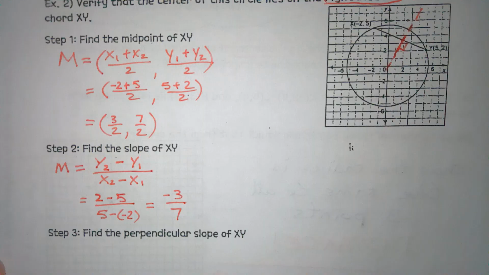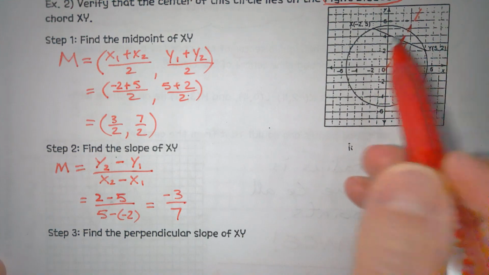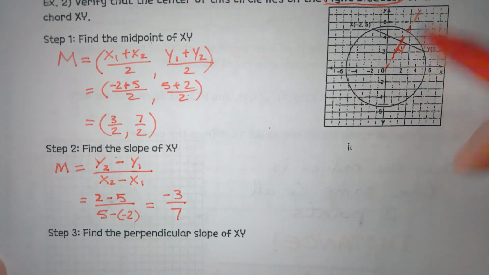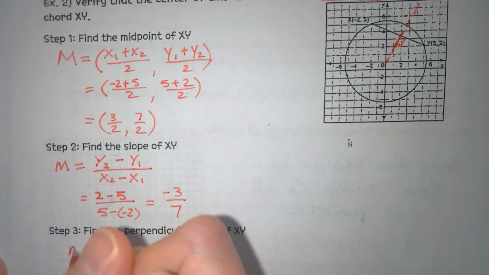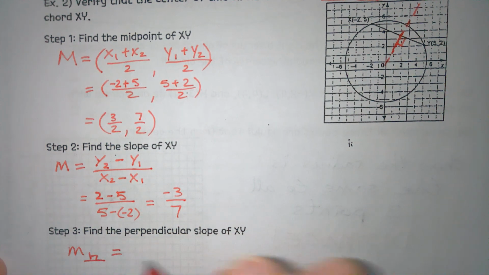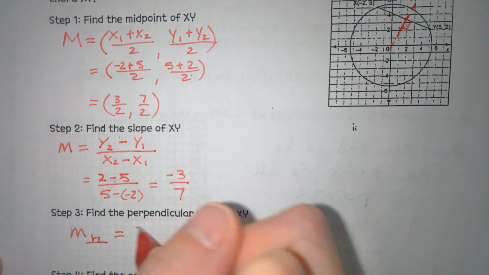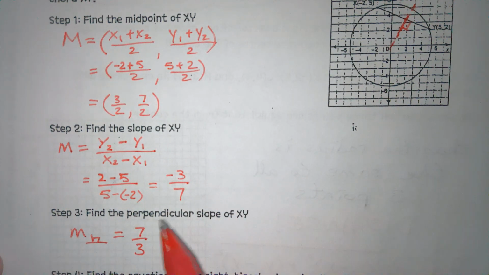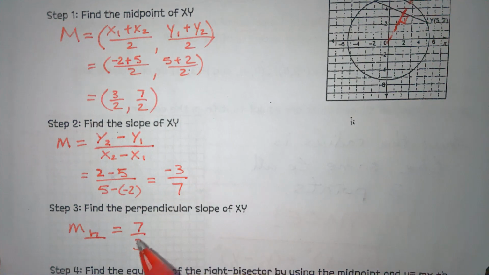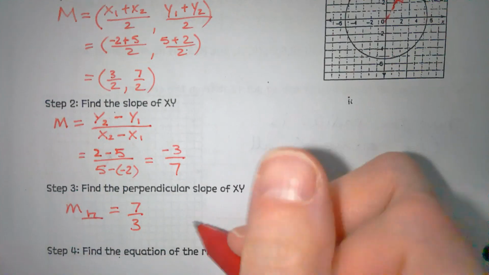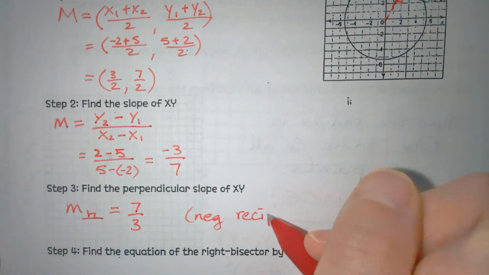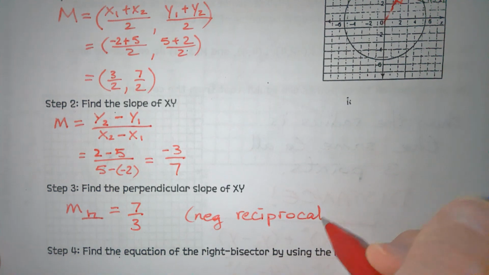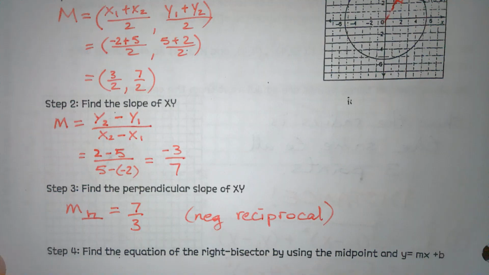Now I don't want the slope of xy. I want the perpendicular slope. Okay, so Adam. It'll be 7 over 2. Right, positive or negative? Positive. Right, because this is negative, so negative reciprocal, 7 over 3. Okay, is this anything new? No, we know how to find the equation of the right bisector.